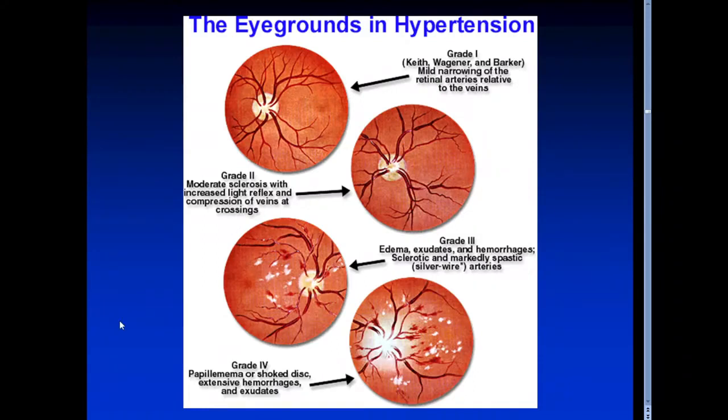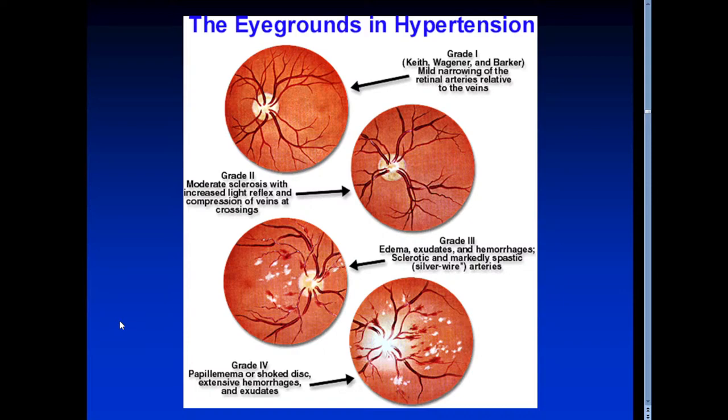These are fundus findings in hypertension. We can see 4 grades. First grade, mild narrowing of the retinal arteries relative to the veins. Second, moderate sclerosis with increased light reflex and compression of veins at crossings. Grade 3, edema, exudates, and hemorrhages.